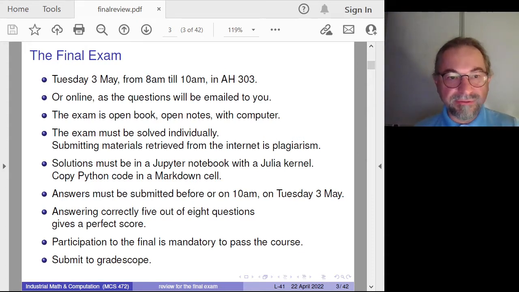Then three, the exam must be solved individually. So you could work in pairs on the projects. You cannot work in pairs on this exam. The answers must be submitted on time. That means at 10 o'clock on the same day. There might be a grace period with great scope, but don't push it. Don't email me at 5 o'clock or 10 a.m. the next day. Hey, can I still submit the exam?